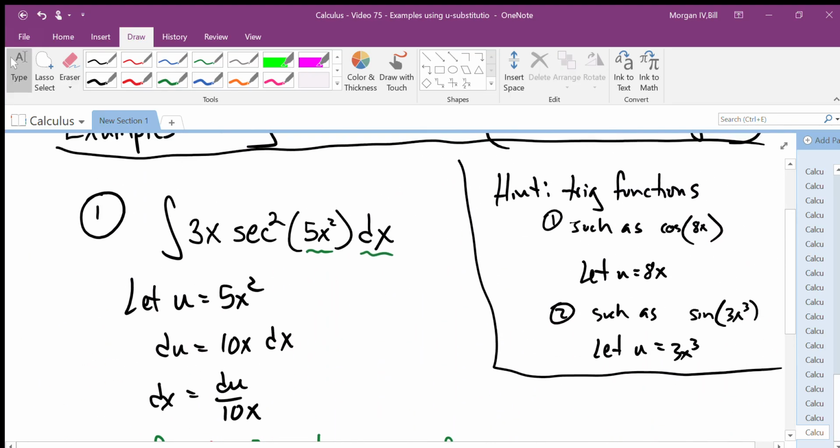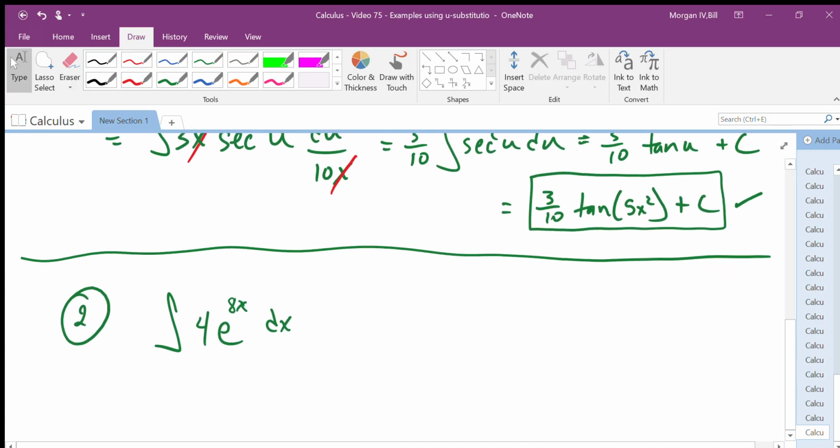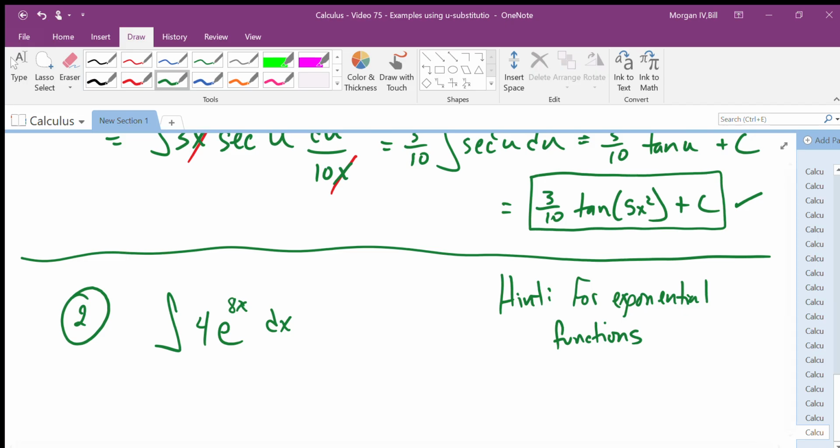With trig functions, if I see cosine 8x, u is 8x, not thinking much about it. If I see e to the power of 8x, I'm going to let u equal the 8x. I'm going to let u equal the exponent of that function. So, hint, for exponential functions, again, not always, 99% of the time though, we'll let u equal the exponent of the exponential function.